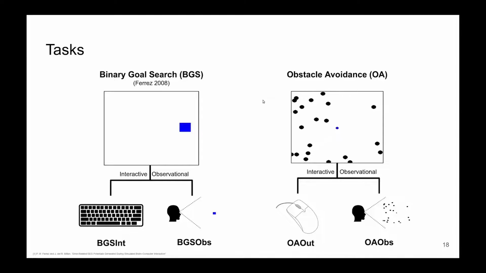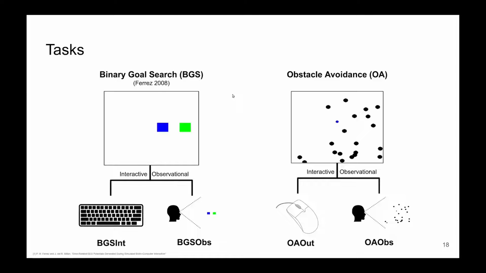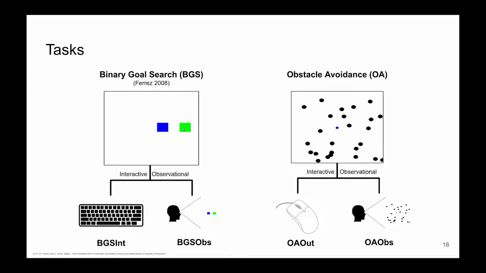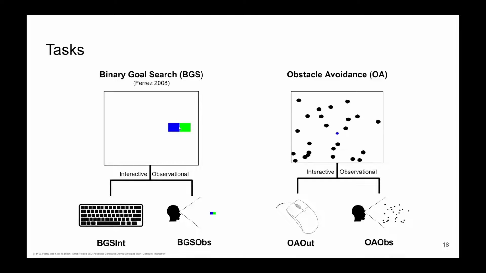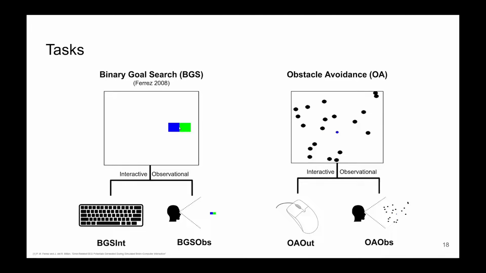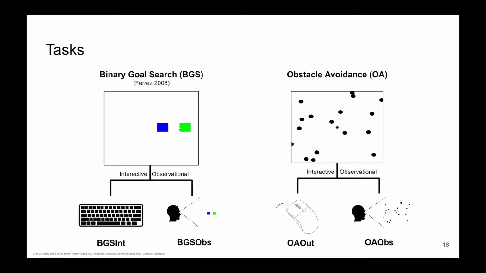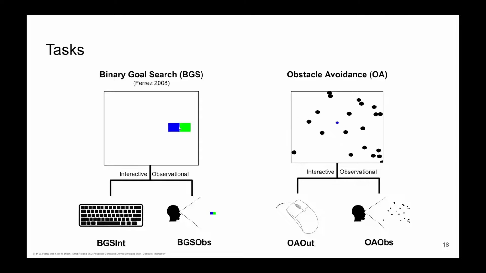The first task is the binary goal search task. It's the classical task used throughout the literature. The goal of this task is simply for the blue square to make it to the green square. The green square will spawn on either side of the blue square, the player object here, and the green square will represent the goal square, essentially.